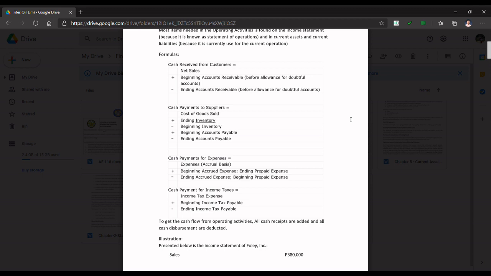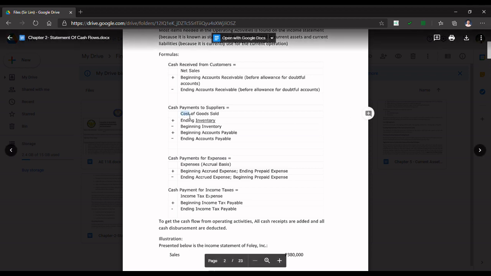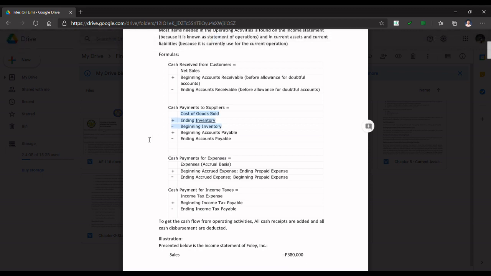So first we compute this solution. Under this solution kasi, we have two computations. First, we have to compute the purchases. And next, we compute for the cash payments. So, yung purchases, we can compute it using the first three parts. We compute it using these three.